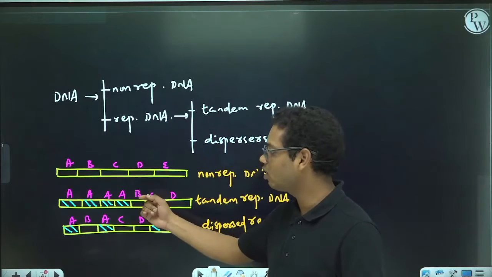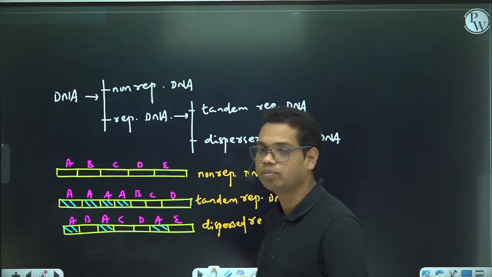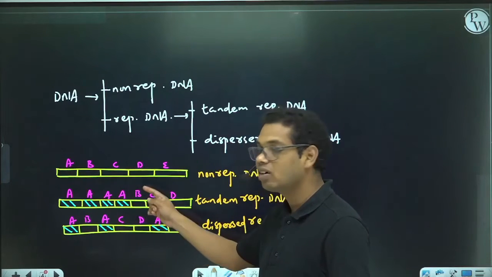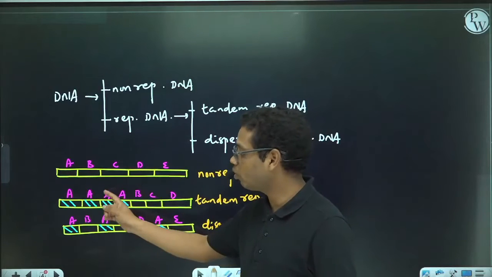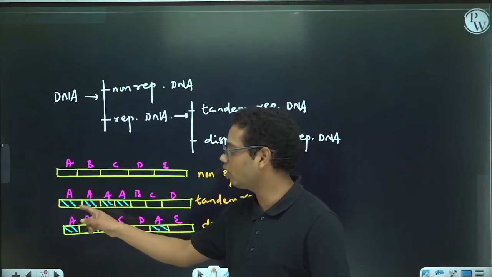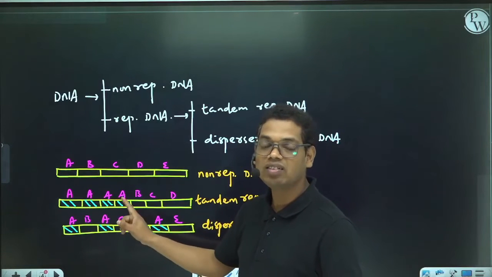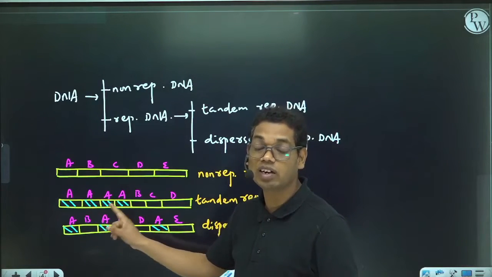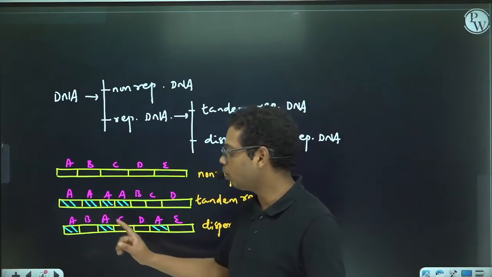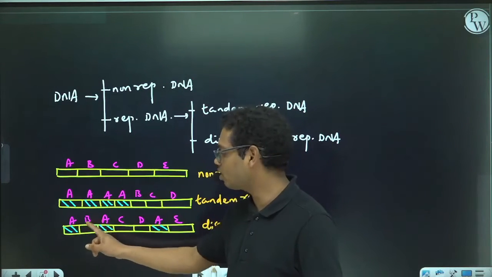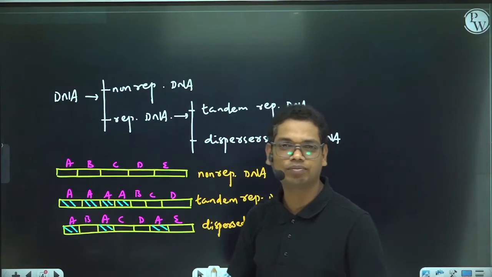In the second case, sequence A is repeated. In the third case also sequence A is repeated. So these two DNA are called repetitive DNA. But in the second case, the repeating unit A is present continuously. And if the repeating unit is present continuously, that will be called tandem repetitive DNA. And if the repeating unit is present discontinuously, that will be called dispersed repetitive DNA.